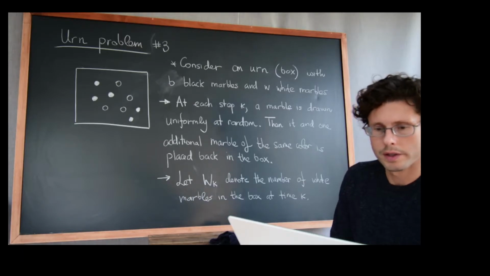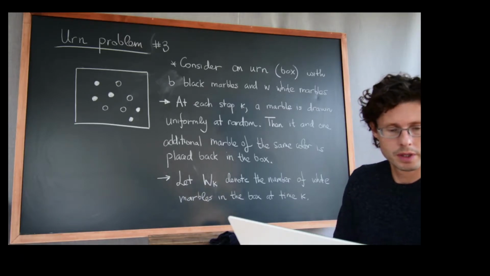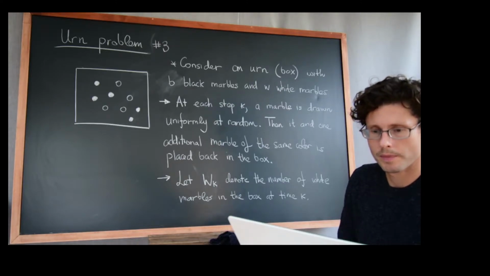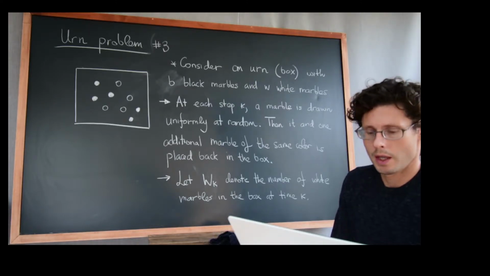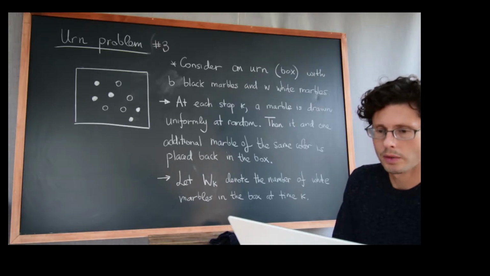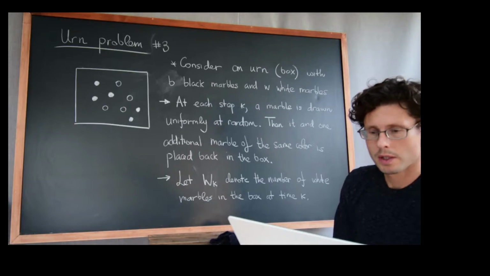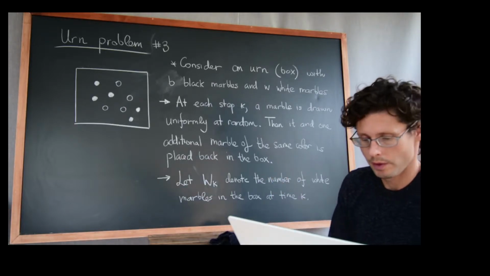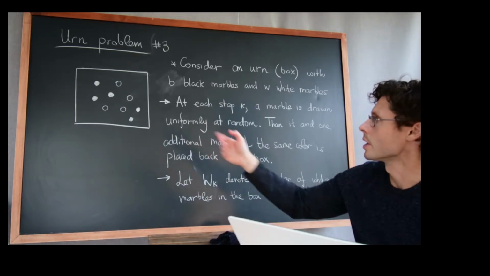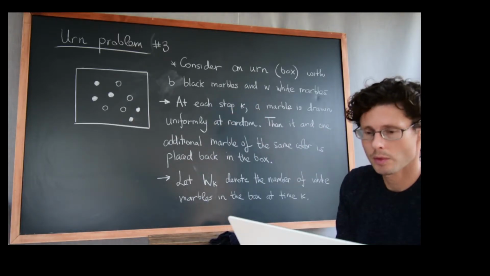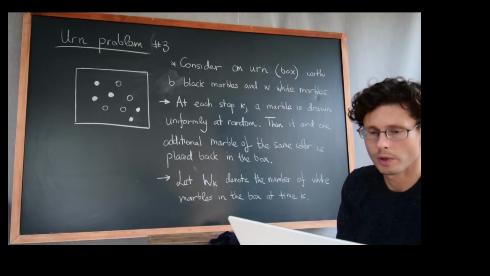Okay, let's call this urn problem number 3. It's going to be of a little bit of a different flavor, so we'll see something a bit new this time. But that said, I would still consider it an urn, which is essentially a box. This time with two types of marbles, so two different colors essentially. Here it's a black and white box, so we'll consider B black marbles and W white marbles.